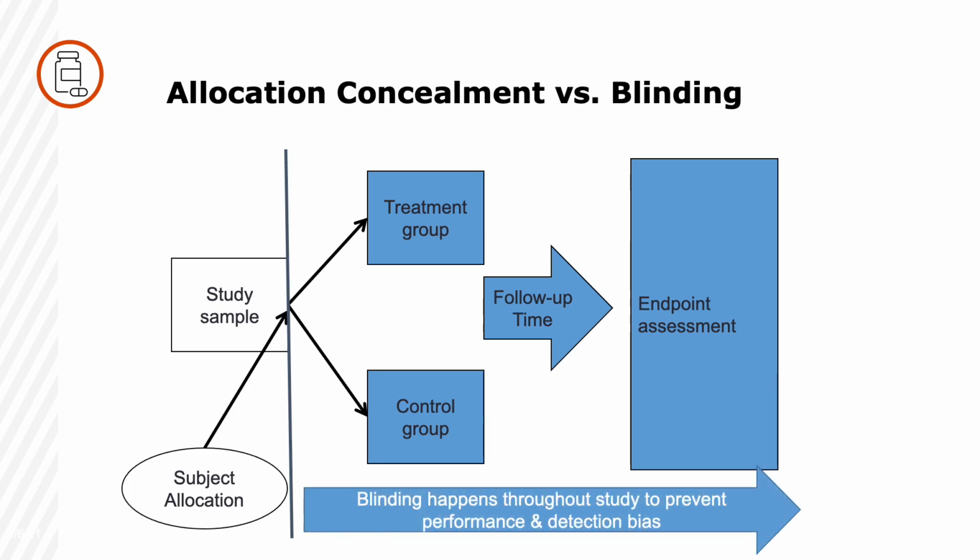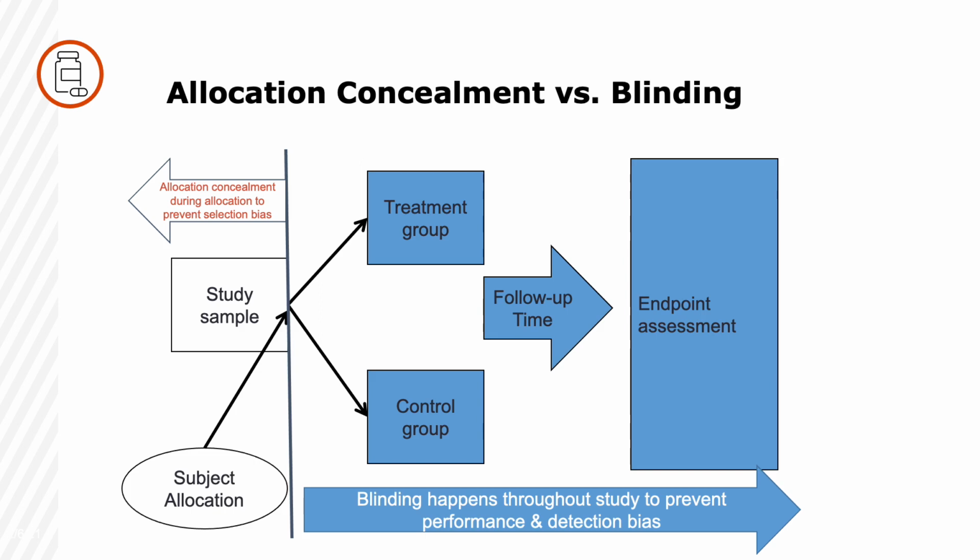Blinding happens throughout the study period from the point of allocation onward. So from the point in which we have the subjects allocated to treatment groups and they are undergoing the trial procedures and plans. And this helps us to prevent both performance and detection bias.